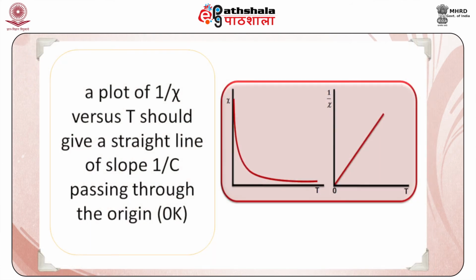Thus, a plot of 1/χ versus T should give a straight line of slope 1/C passing through the origin. This expression is approximately true for many solids, liquids, as well as for at least one of the two common paramagnetic gases, oxygen and nitric oxide.